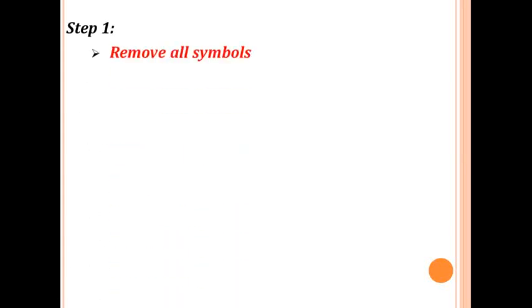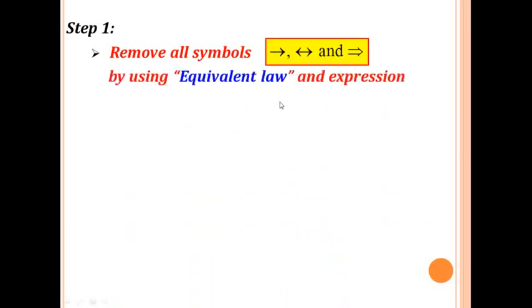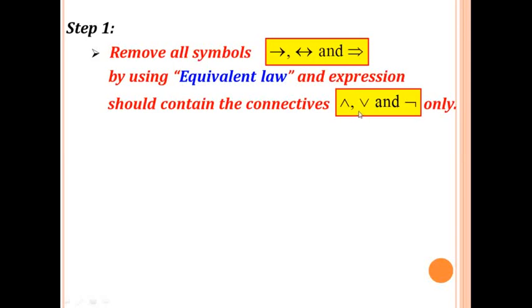Step number one, remove all the symbols. That means conditional, biconditional, and implication by using equivalent law. Once we applied equivalent law, our expression will be in normal form. What is meant by normal form? Normal form is nothing but an expression that should contain only the following three connectives: and, or, and negation only. So once we get an expression in normal form, then we go for step number two.